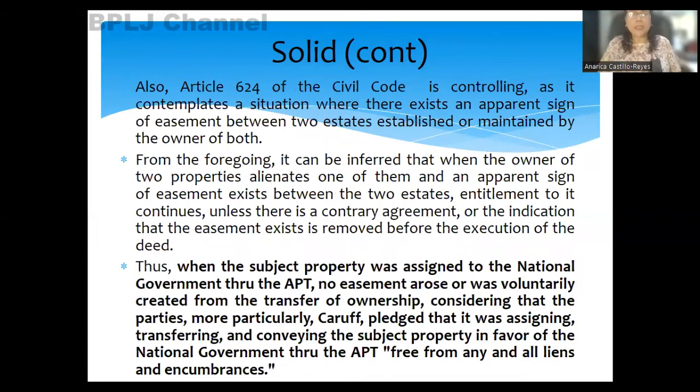Now, when the subject property was assigned to the national government, no easement arose or was voluntarily created from the transfer of ownership, considering that the parties, more particularly Karuk, pledged that it was assigning, transferring, and conveying the subject property in favor of the national government free from any and all liens and encumbrances. So there was no easement that was established because Karuk itself, when it assigned the said property, assigned it free from all liens and encumbrances. Therefore, there is no valid easement that was established.